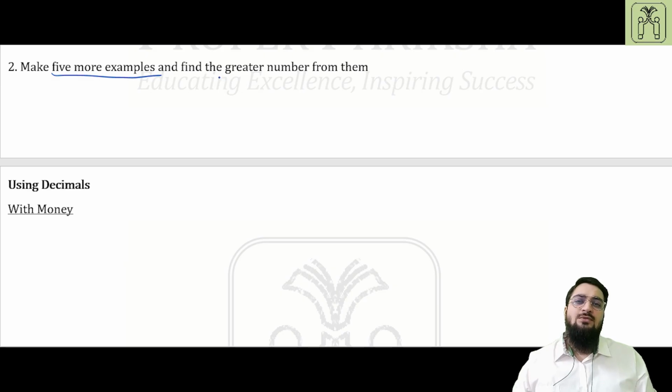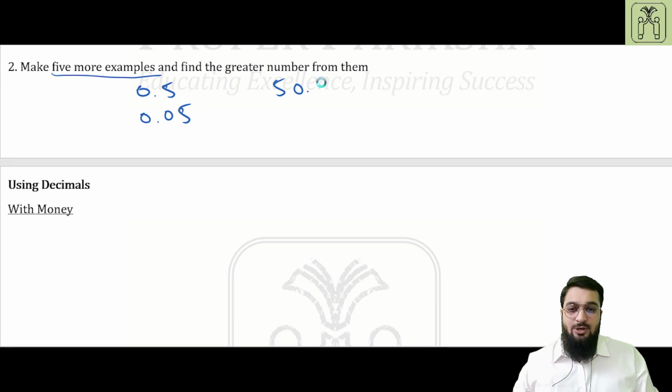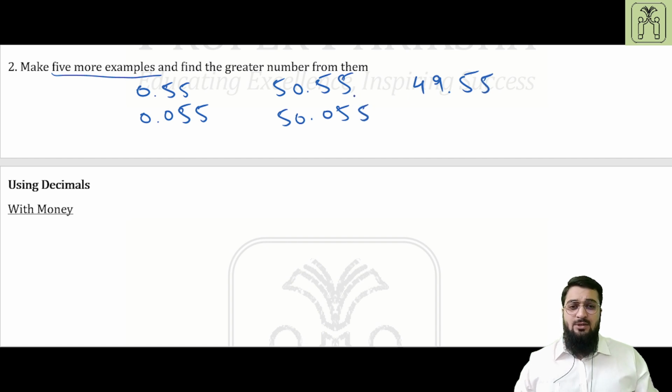So you can use the 5 numbers which we used in the previous to previous video 8.2, in which we understood how to compare decimals. That is 0.5, then 0.05, then 50.5, and then 50.05, and then 49.5, or you can also make it 55 or something like that. 55.055, and 5. So these are the 5 numbers and you can compare them.